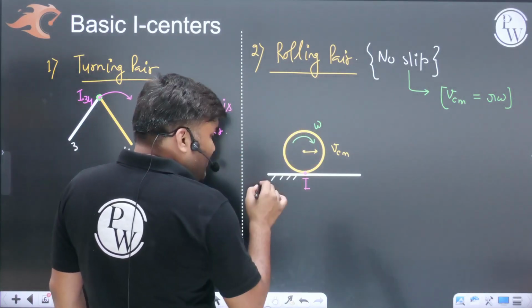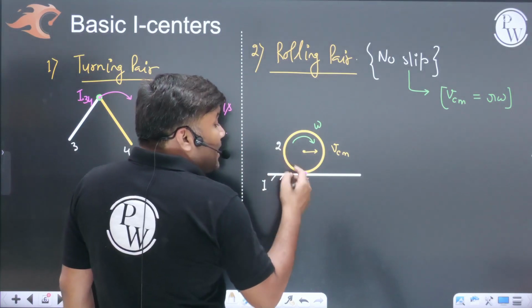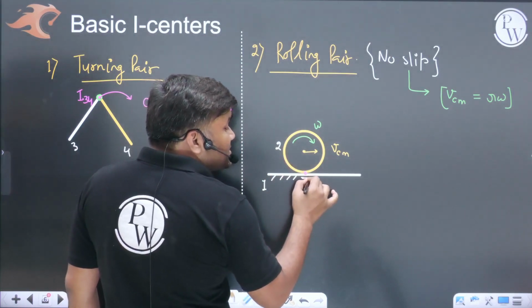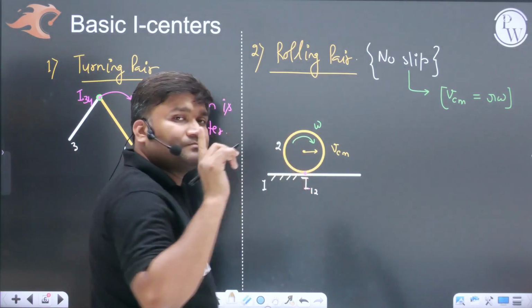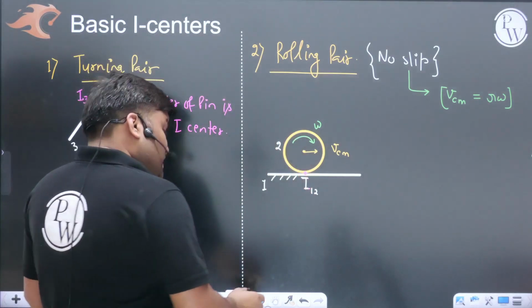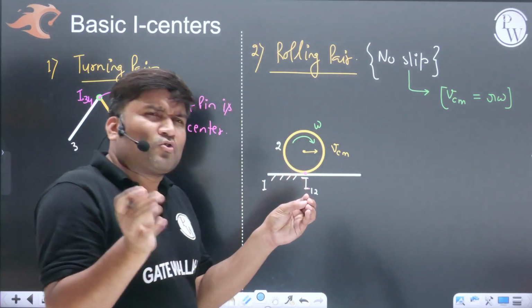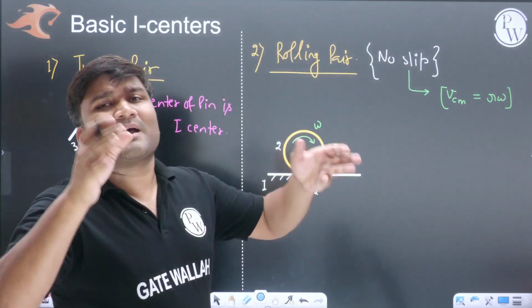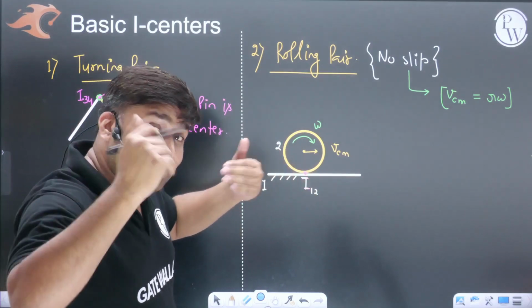So, this is link number one and this is my link number two. So the location of I-1-2 is this. This is I-1-2. Everybody clear? Whenever you see pure rolling, the point of contact will become your I center. That's it. Same thing.